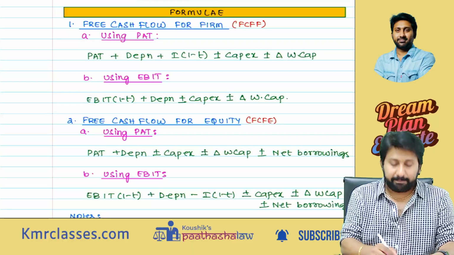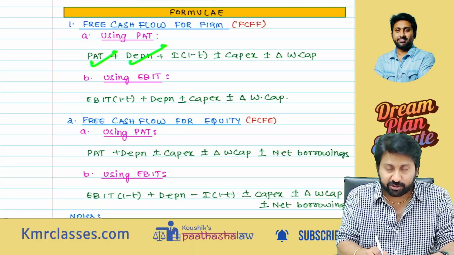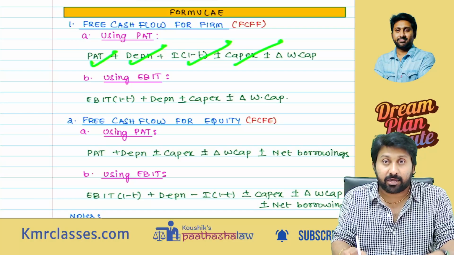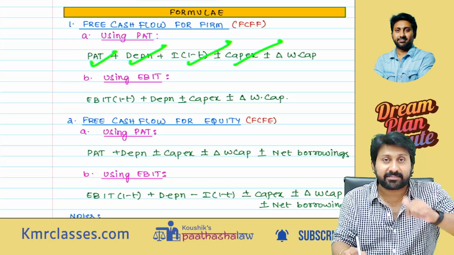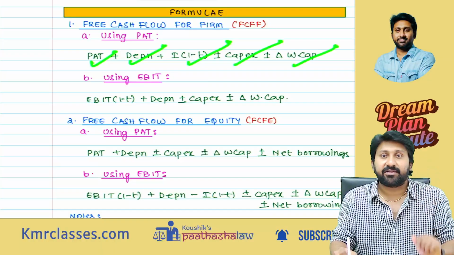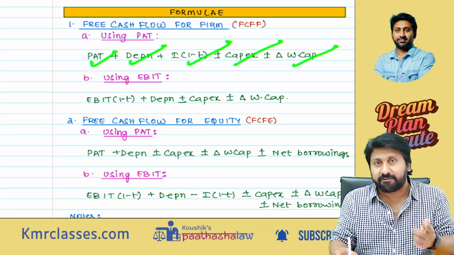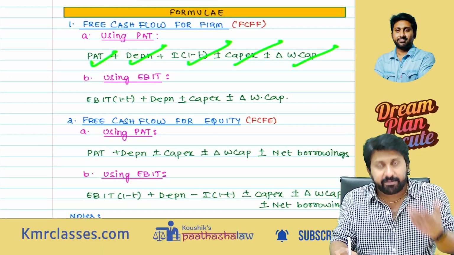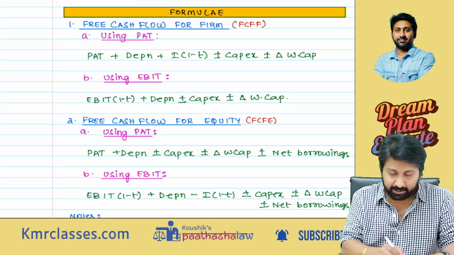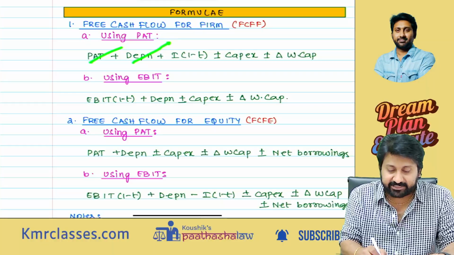How to calculate? PAT plus non-cash flow depreciation, interest into 1 minus T you add back, plus or minus capex: sale of asset plus, purchase of asset minus, plus or minus working capital change. This will be plus if working capital decreased. It will be minus if working capital increased. So the reverse will happen. So PAT plus depreciation plus interest.